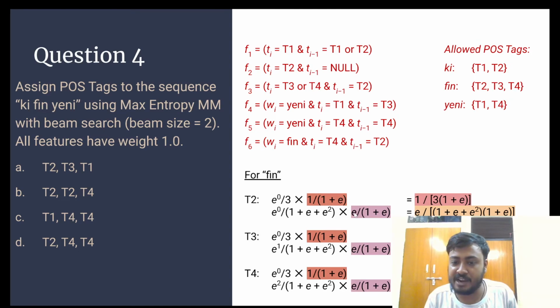You have to keep track of where you came from so that you can apply the features in a proper way. That is why the denominators are different, and the numerators are also different for the two possible paths, based on whether we have come from t1 or we have come from t2.